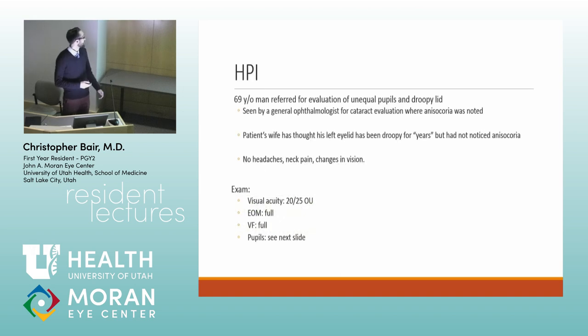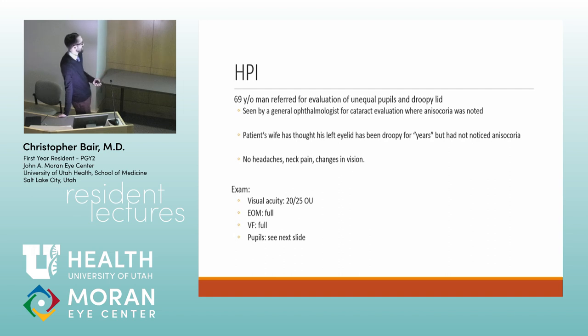So this is a gentleman who was in clinic, a 69-year-old guy who was referred from an outside ophthalmologist for evaluation of unequal pupils and a droopy lid on the left. He'd seen a general ophthalmologist for cataract evaluation, and there an ophthalmologist noted anisocoria, and his wife had noticed that his left eyelid had been droopy for years, but really hadn't paid attention to any unequal pupil sizes.